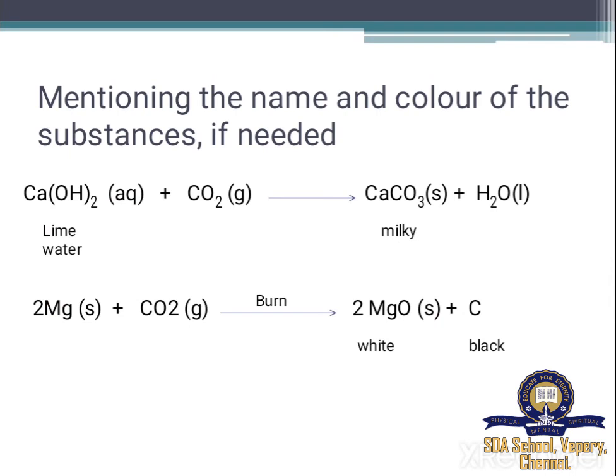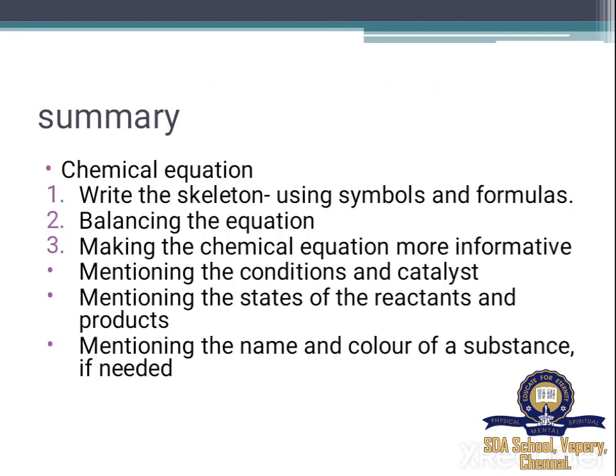So that's all for today's class. Let's do a quick summary. In order to write a chemical equation, one should first write the skeleton. This can be done using the symbols and formulas. Secondly, one should balance the equation. This can be done with numbers as the coefficients of the reactants and products, right?